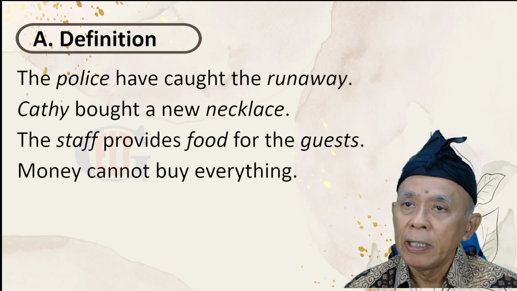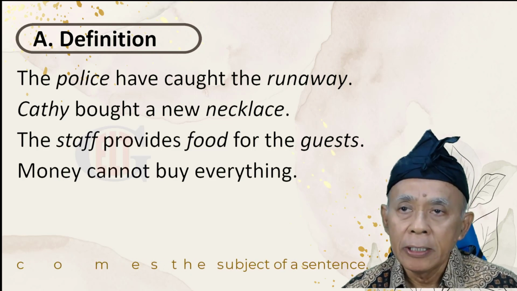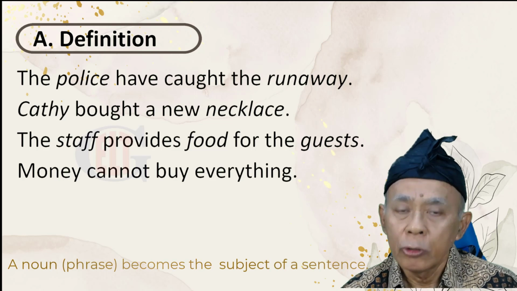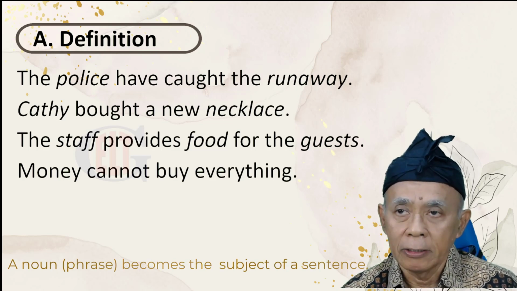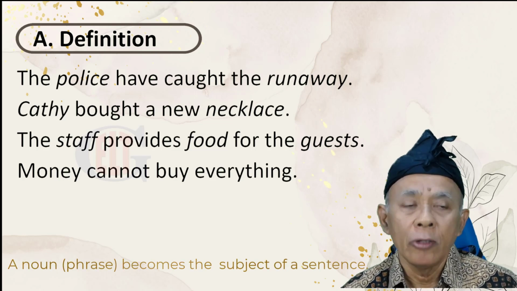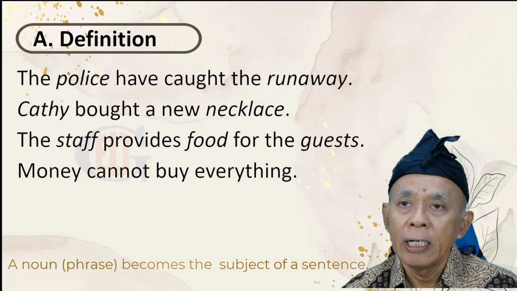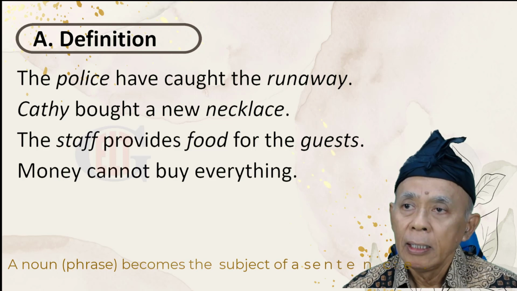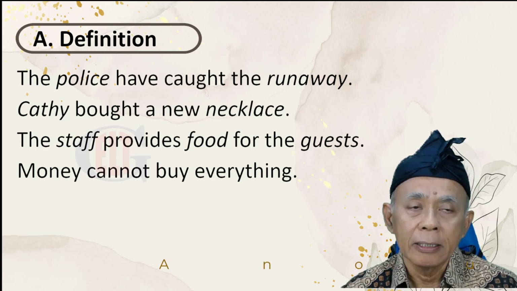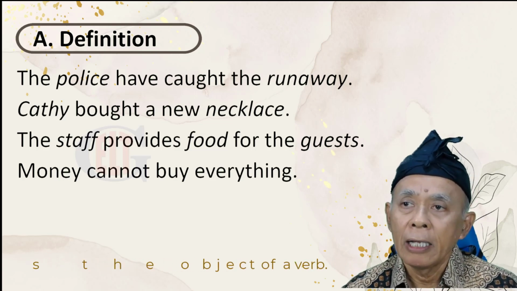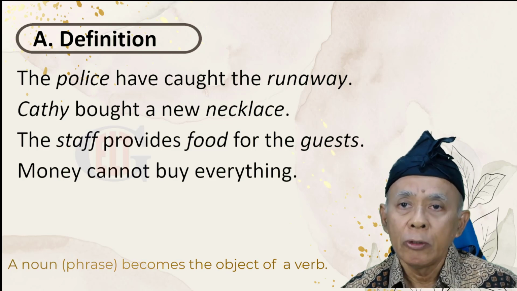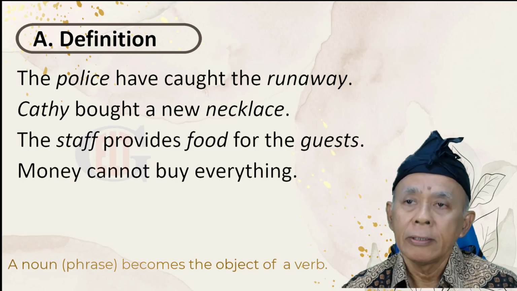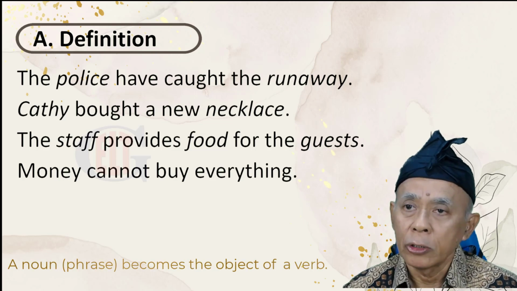In the sentence, the police have caught the runaway, the police here is the subject of the sentence. So a noun usually becomes the subject of a sentence. And then we have the runaway, and the runaway here is the object of the verb caught. Kathy bought a new necklace. Here we have Kathy as the subject and a new necklace, with necklace as the head word, as the object of the verb bought.